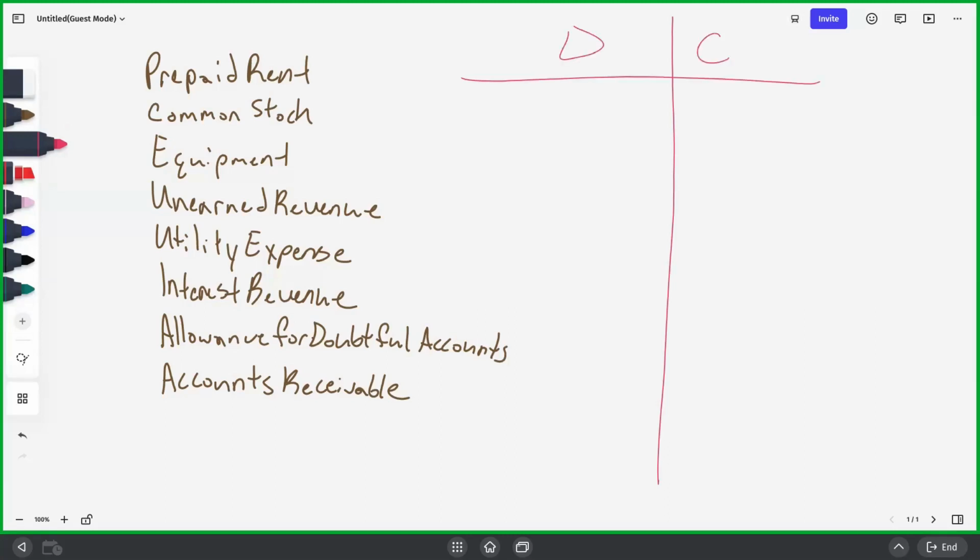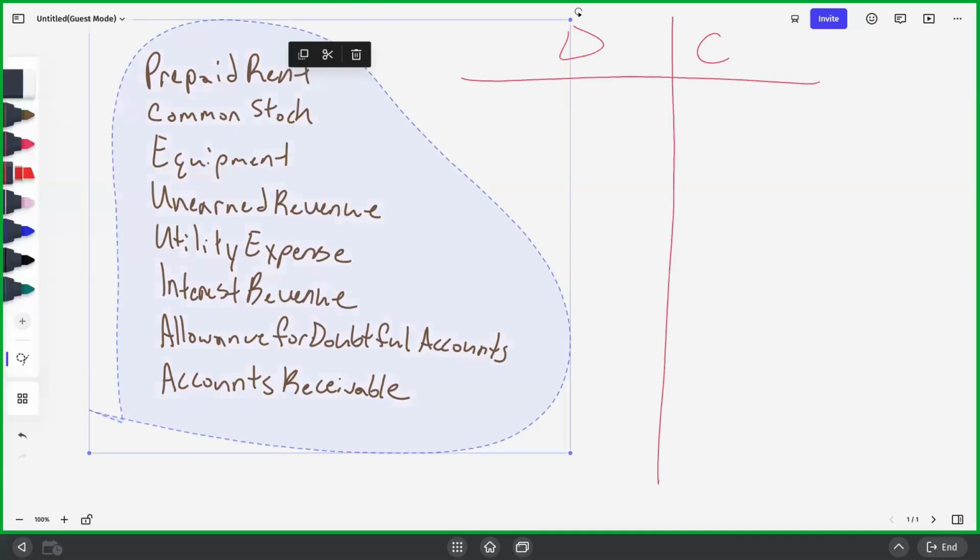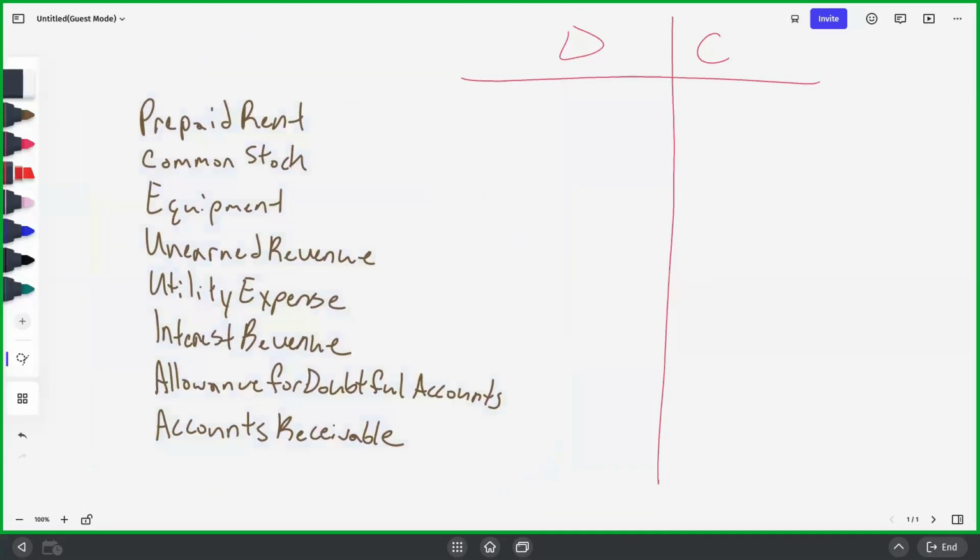All right, we'll start off with prepaid rent. What is it? Asset, and debit. It increases with a debit. We increase with a debit. What happens when we credit? Decrease. Credit. What happens when we debit? Decrease. Equipment.